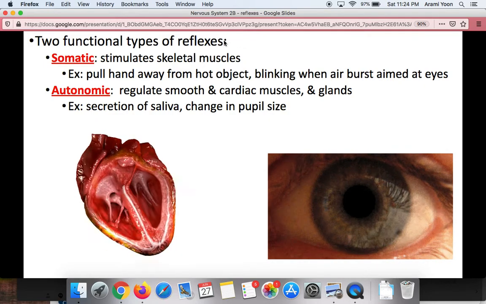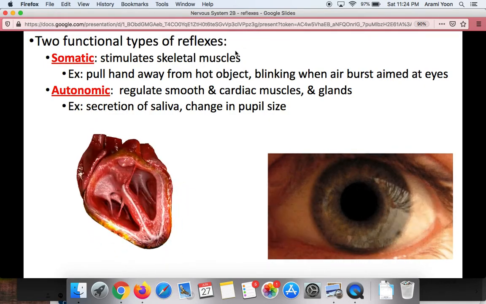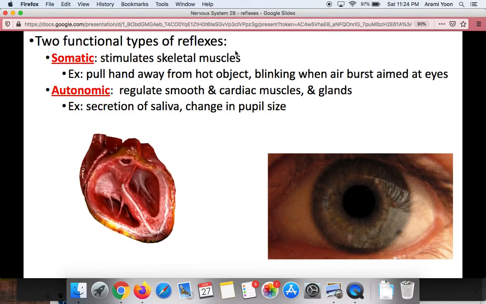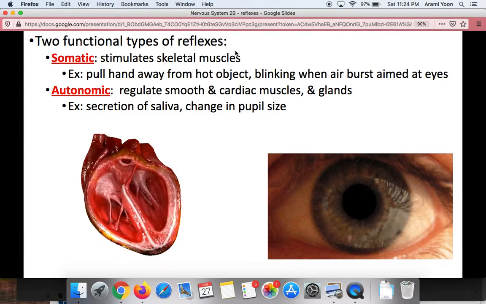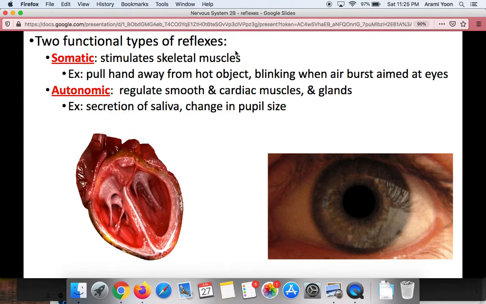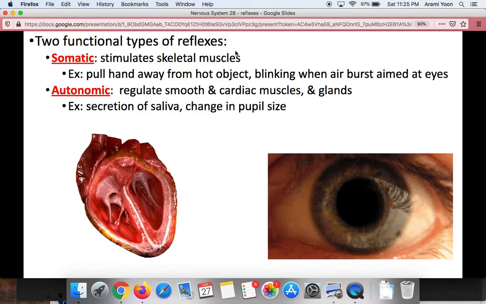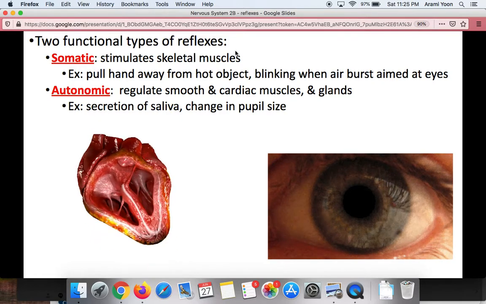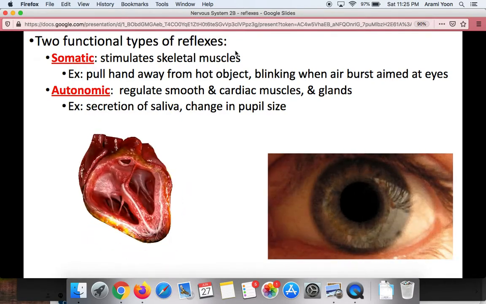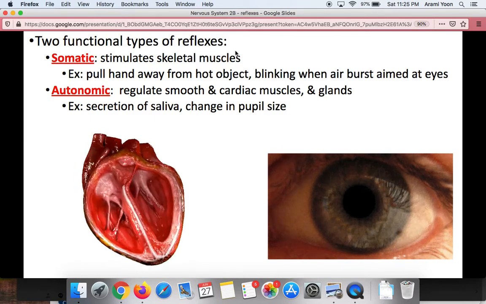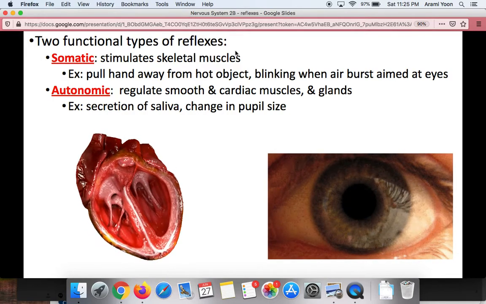There are two functional types of reflexes. There's somatic reflexes, which are the ones that stimulate skeletal muscles, and there's autonomic reflexes, which are the ones that regulate smooth and cardiac muscles and glands. So for example, if you accidentally put your hand on a hot object, you're going to pull it away reflexively. If you go to the optometrist, then one of the things they do is they put a burst of air at your eye to check your blink reflex. So those are somatic reflexes. They're controlled by the voluntary skeletal muscles.